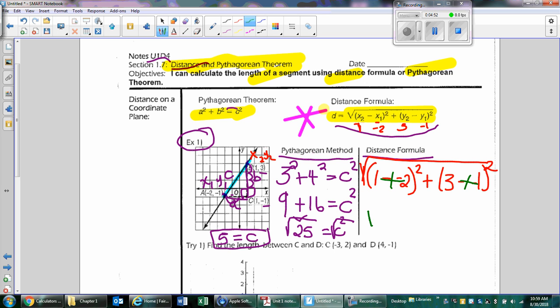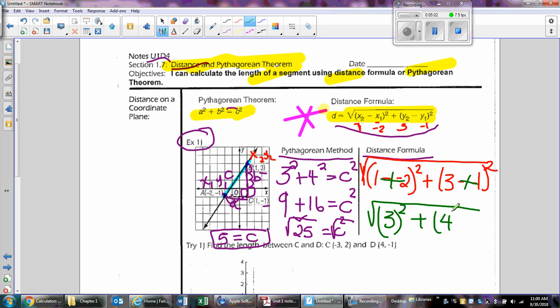So then I can say, okay, what is 1 plus 2? It is going to be 3 squared, right? Make sure you always put it in parentheses, because if it is a negative number, you want to make sure you understand that that number squared is going to give you a positive number. You see how we end up with 3 and 4? So 3 squared is 9 plus 16.